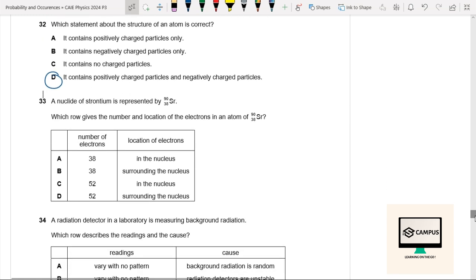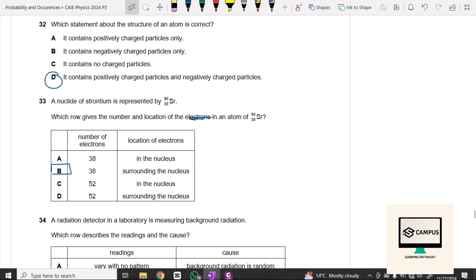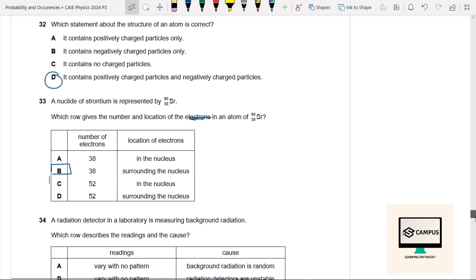Moving on to question number 33. The nuclide strontium is represented by strontium, where 90 is the nucleon number and 38 is the proton number or atomic number. Which row gives the number and location of the electrons in an atom? We're talking about electrons, right? The electron number is equal to the proton number, so 38, and their location is surrounding the nucleus. So B is the right answer. This is an easy one. You shouldn't have a hard time attempting it.